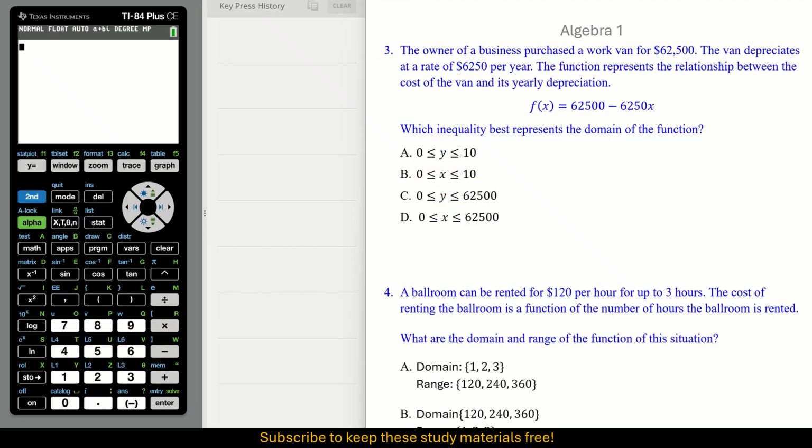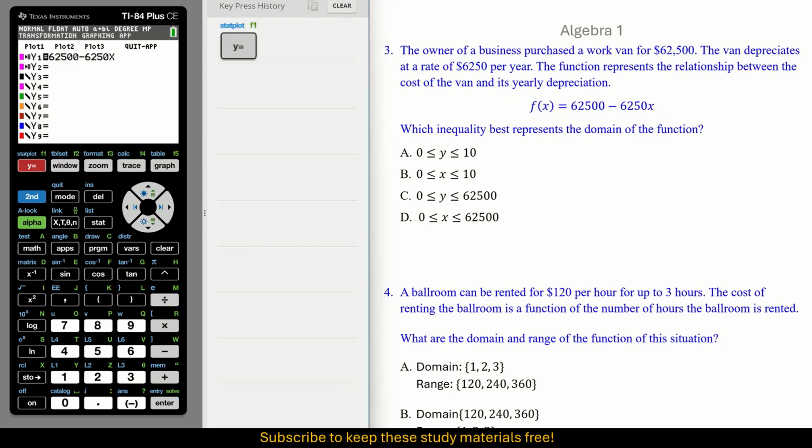Using the TI-84, we'll do the same thing as the TI-30. We enter the equation into the calculator, but we will use the y equals. Okay, I already have it entered in. Then what do we need to do? The same thing. We are looking for the domain.